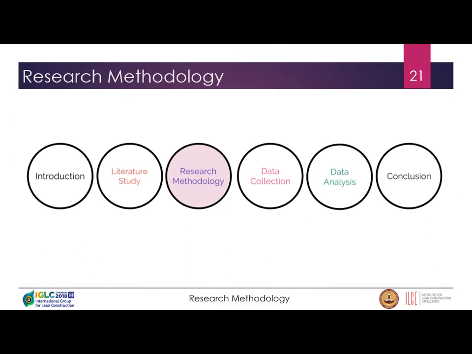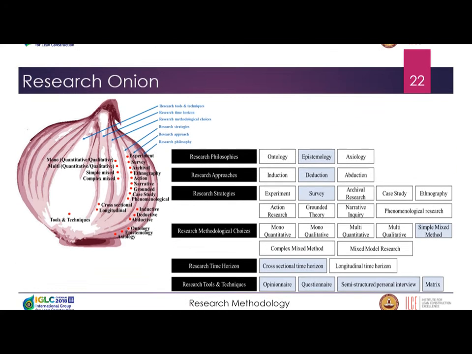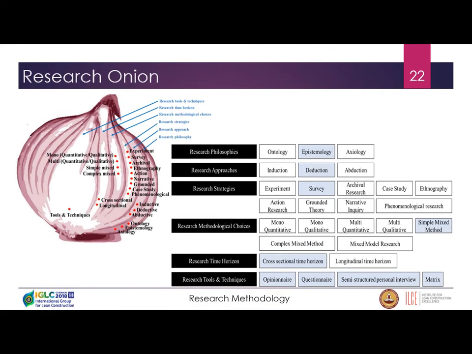As a part of the research methodology, I have taken the research onion as a model, which was given by Saunders in 2007. It has 6 layers, and as we penetrate the layers, the research methodology is defined very clearly. The 6 layers are philosophy, approaches, strategies, methodological choices, time horizon, and tools. Philosophy shows the nature of the research, and here it is based on the observations taken. So it is subjective, and it falls under epistemology.